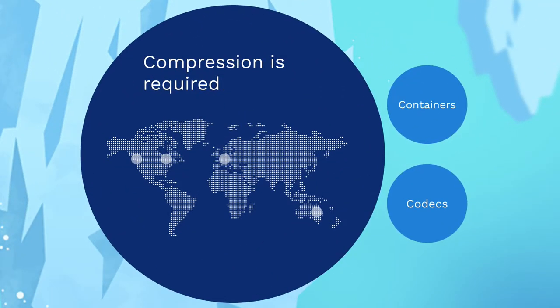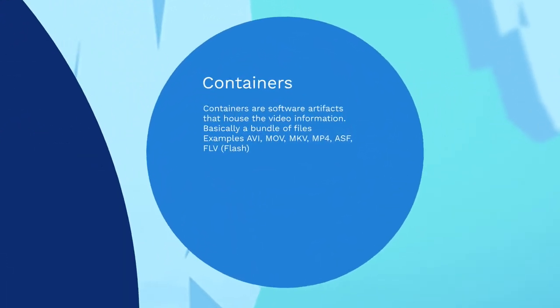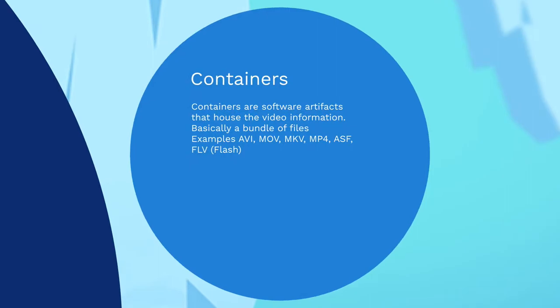So compression is required, especially if you're trying to transmit video to sectors of the world that don't have great internet connections. How do we compress? Well, we've probably run .mov or .avi files before to watch a video. They're called containers. They're basically software artifacts and they house the video information. It's essentially just a bundle of files.